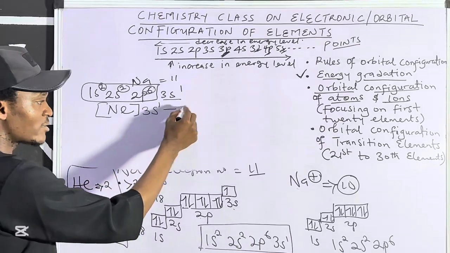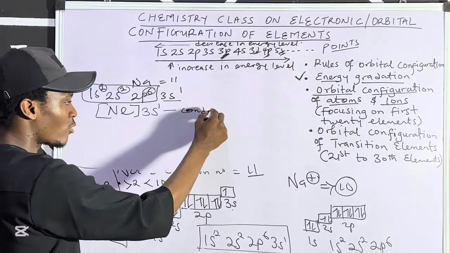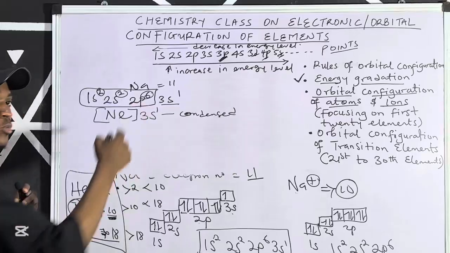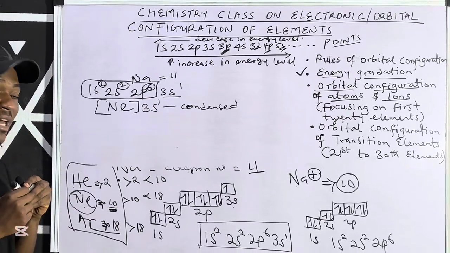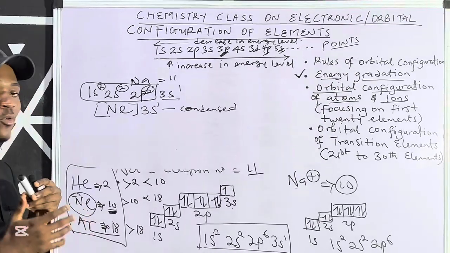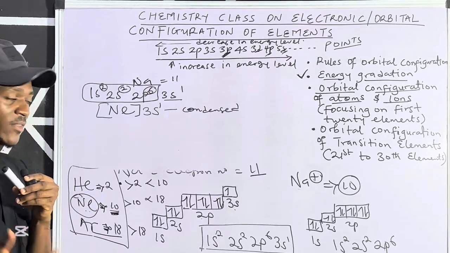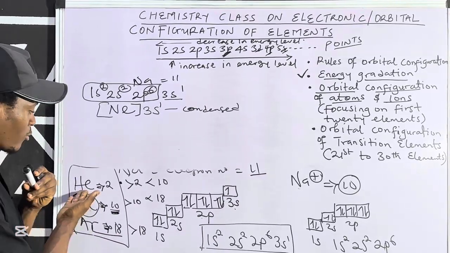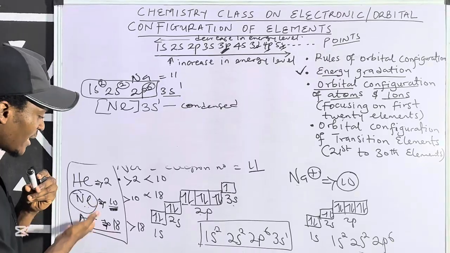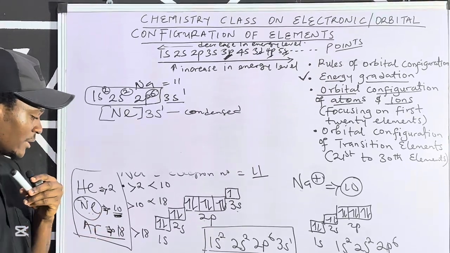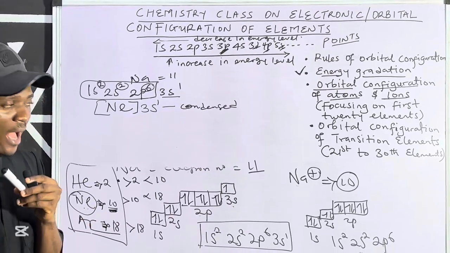Both of them are the same. But it's just that this is called the condensed representation, while this one is expanded. So that's how you go about it. Anytime you want to go with condensed, just know that elements whose atomic numbers are greater than 2 and less than 10, you can work with helium. Greater than 10, less than 18, neon. Then greater than 18, argon.